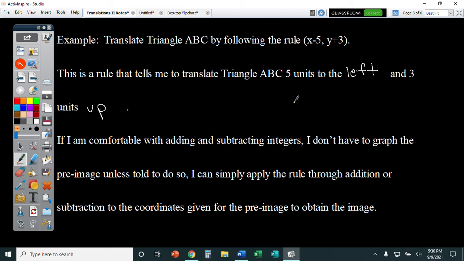Now, with that being said, if I'm comfortable with adding or subtracting integers, you don't necessarily have to graph the pre-image unless you're told to do so. You can apply the rule through the addition or subtraction to the coordinates given for the pre-image to obtain the image. Okay, let me say that again. If we're comfortable with adding and subtracting integers, we don't have to graph the pre-image. We can use the rule by adding or subtracting to the coordinates that are given for the pre-image to obtain the image, okay? And I'm going to show you how to do it both ways, all right?